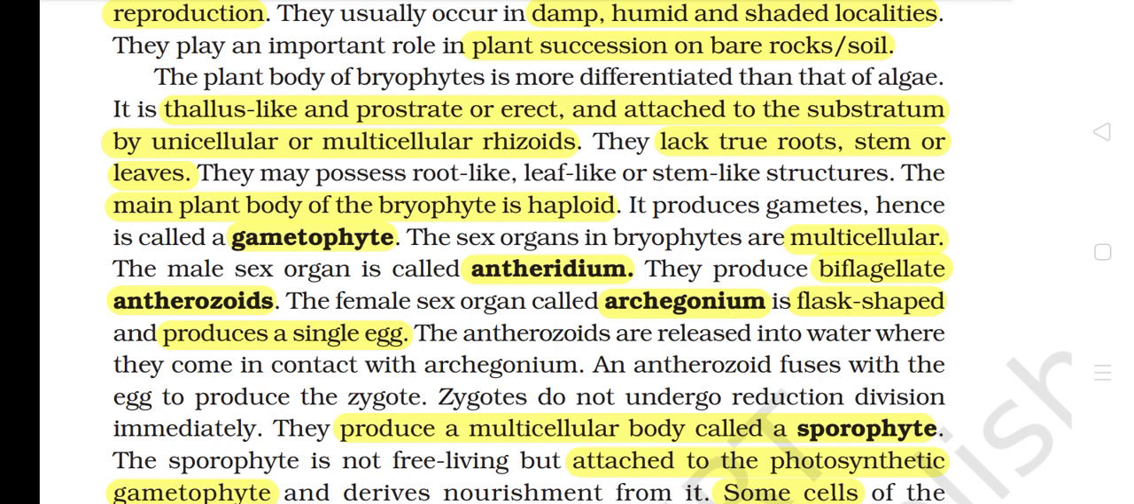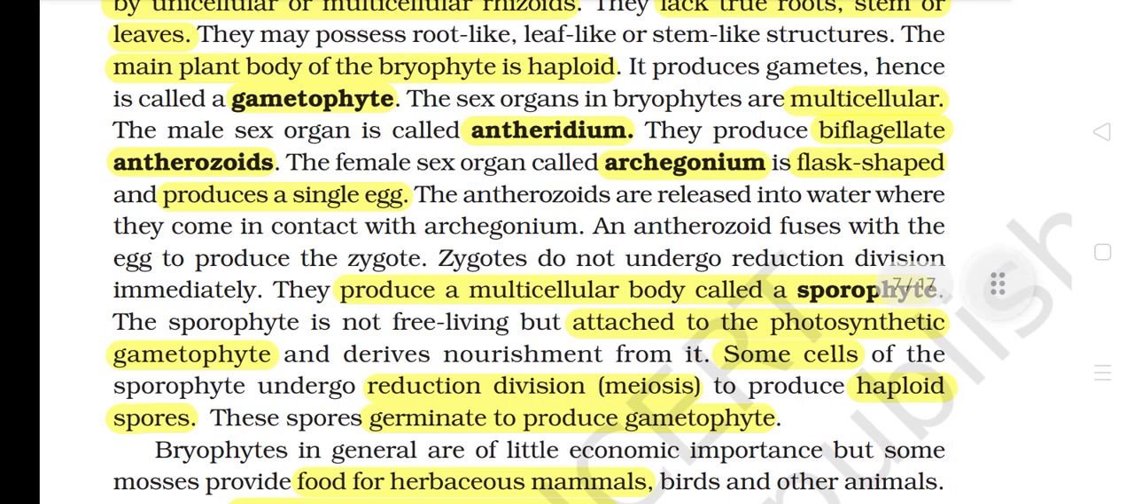They may possess root-like, leaf-like, or stem-like structures. The main plant body of the bryophyte is haploid. It produces gametes, hence is called a gametophyte. The sex organs in bryophytes are multicellular. The male sex organ is called antheridium. They produce biflagellate antherozoids. The female sex organ, called archegonium, is flask-shaped and produces a single egg. The antherozoids are released into water where they come in contact with archegonium. An antherozoid fuses with the egg to produce the zygote.